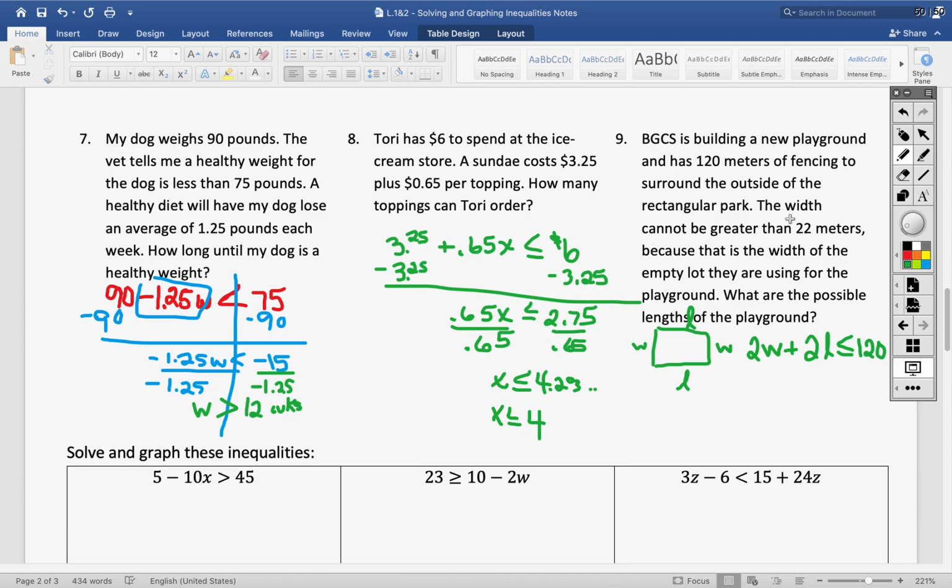Now it says the width cannot be greater than 22. So I can replace the width with the number 22. So I can have 2 times 22 plus 2L is less than or equal to 120. Well, 2 times 22 is 44 plus 2L. Subtract our 44.